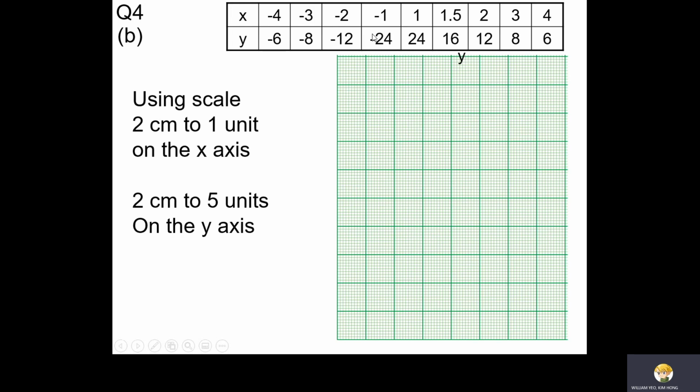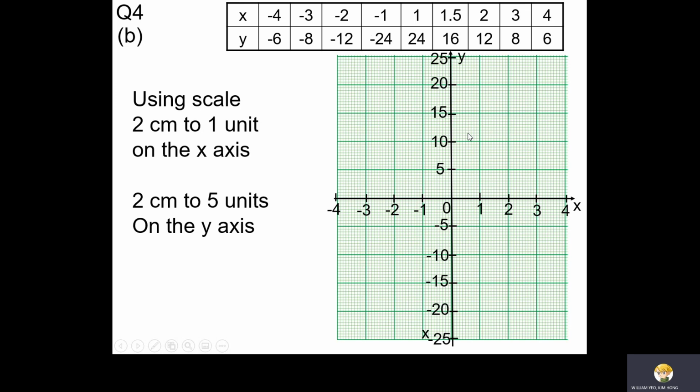You have already filled in this with 1.5, 16. These 2 points. How many points do we have here? 9 points. Now the scale. For x, it's negative 4 to 4. For y, what is the smallest value? Negative 24. The largest, 24. Make sure it covers all the points, so the lowest and the highest point.